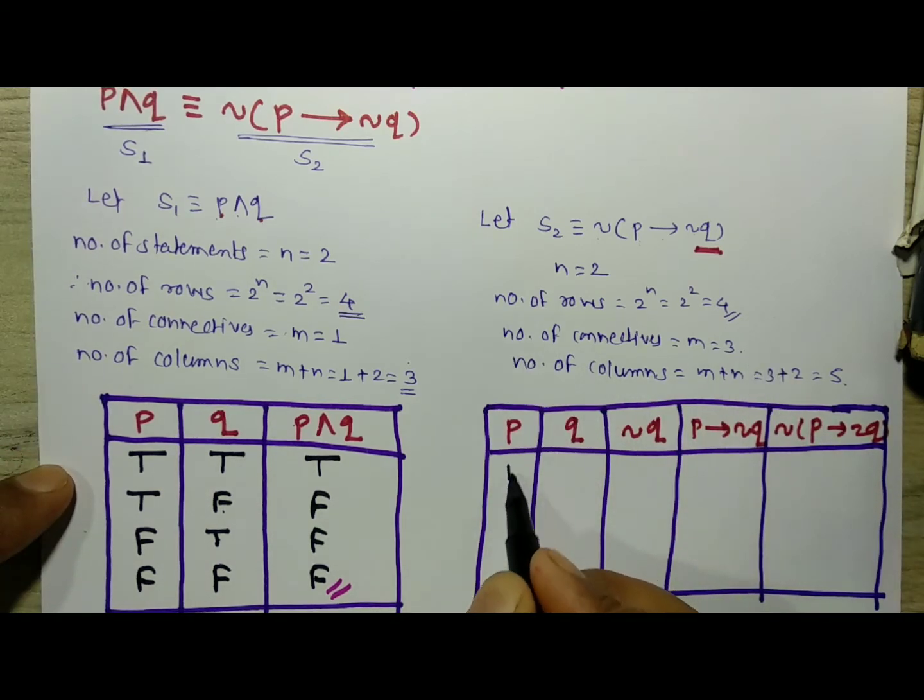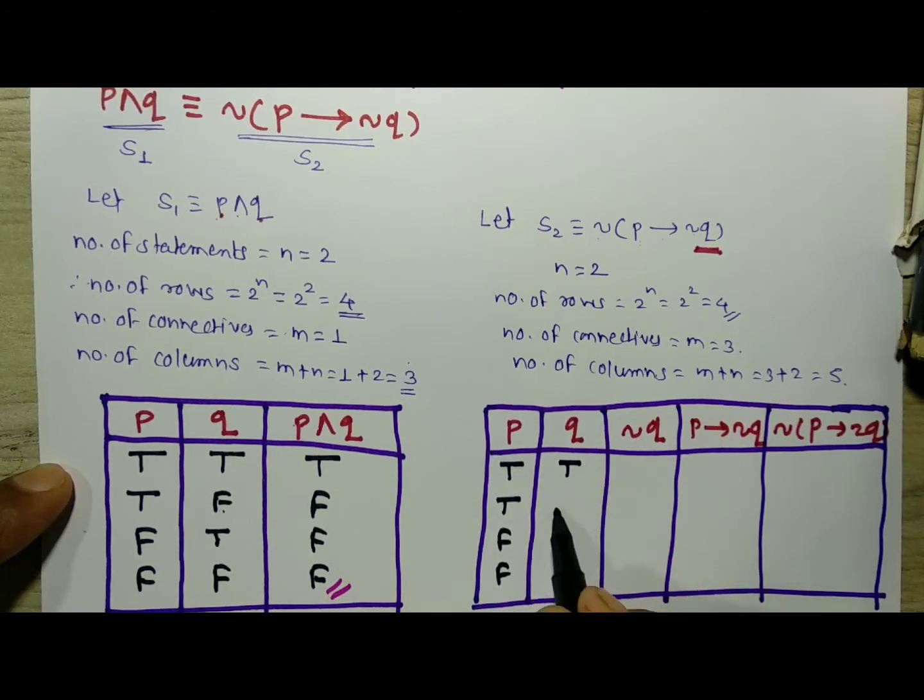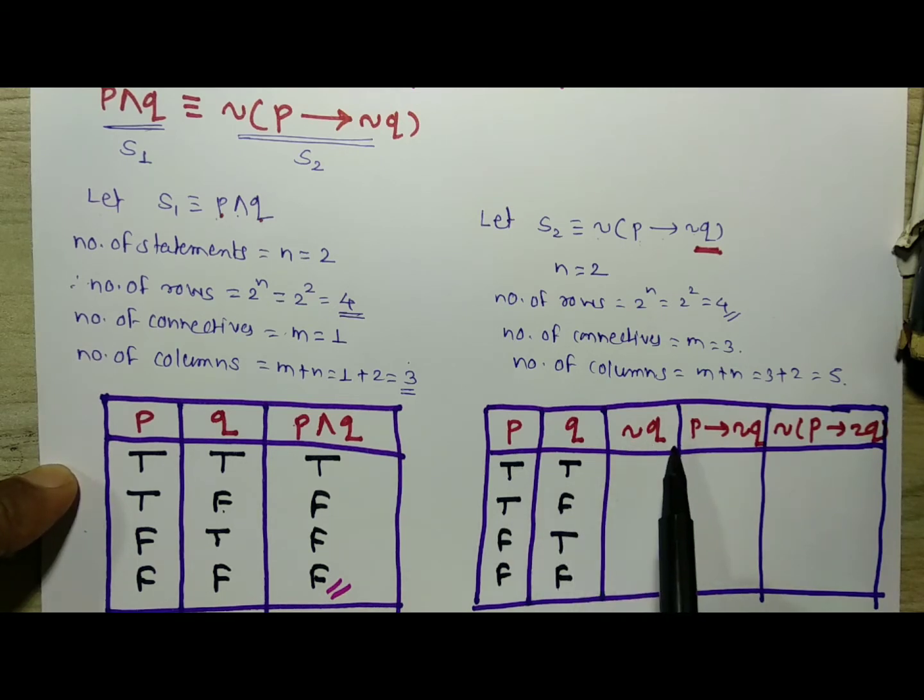That means the first statement pattern has alternate 2 true and 2 false, and the second statement Q has alternate true and false. Then the negation of Q is, according to the rule of negation, when a statement is true, the negation of that statement is false. This is true, then it is false. This is false, then it is true. This is true, then it is false. This is false, then it is true.